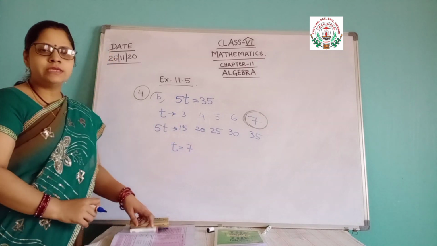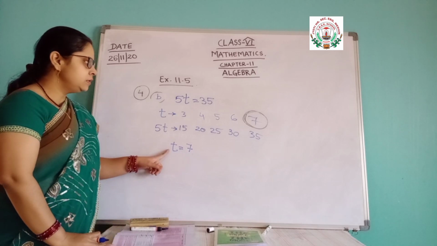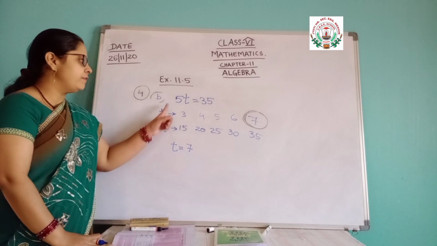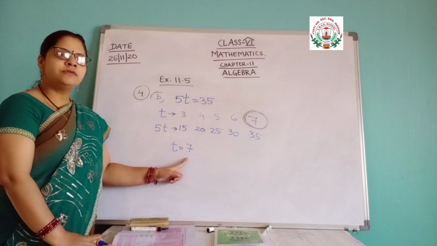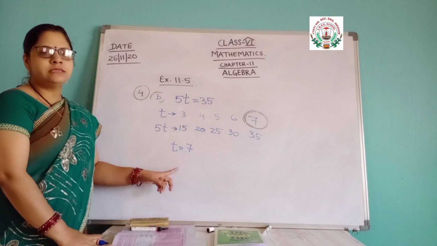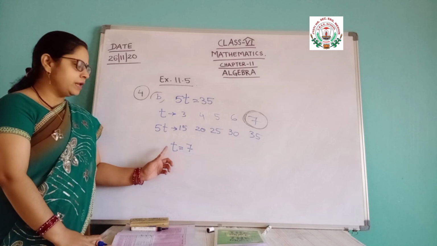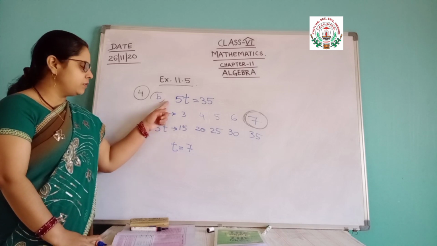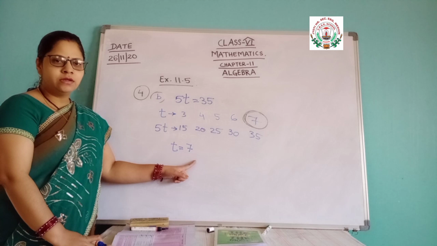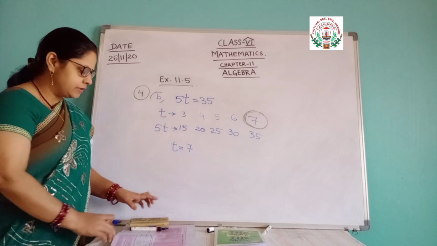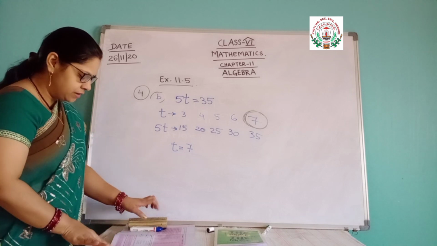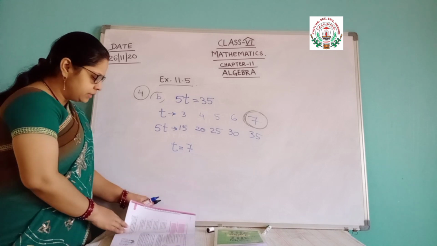So what are the two ways of saying? The solution of the equation 5t is equal to 35 is 7. This is one way of saying. The other way of saying is that the value of the variable t in the given equation is 7. This is the second way of saying. Now coming to the next question.